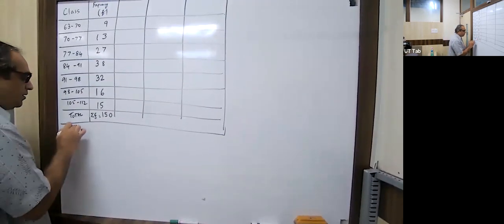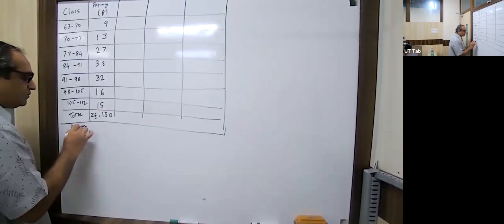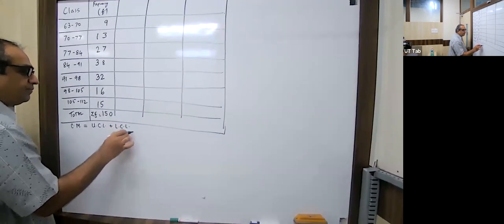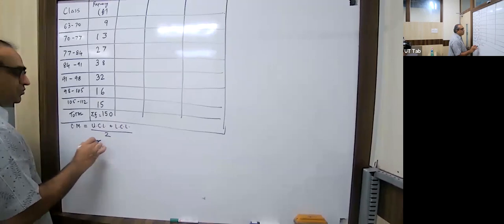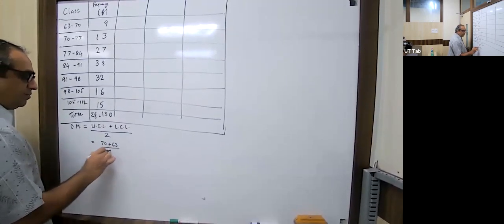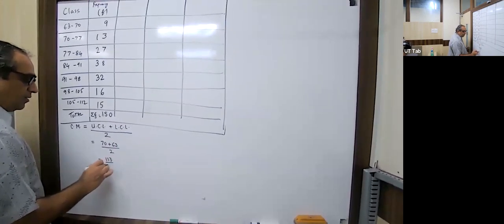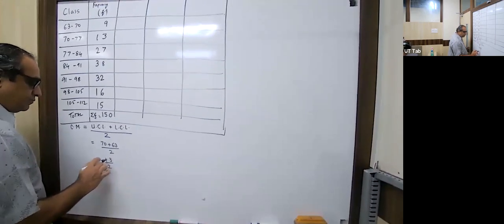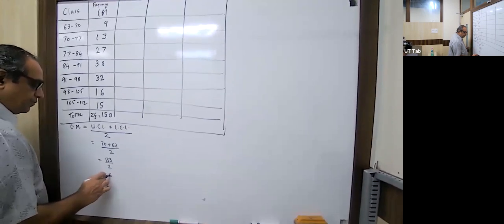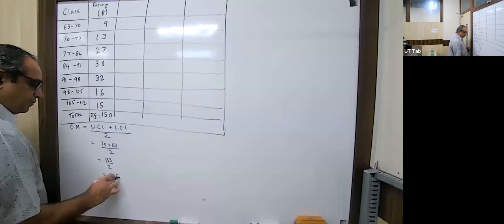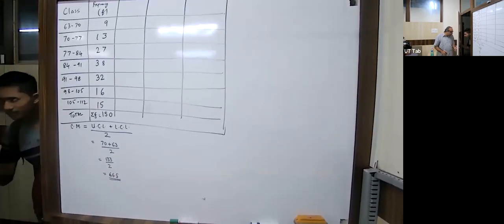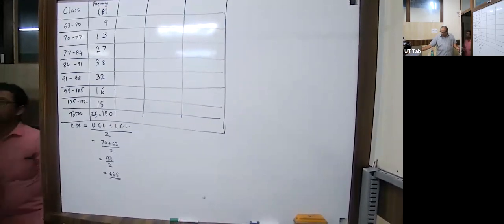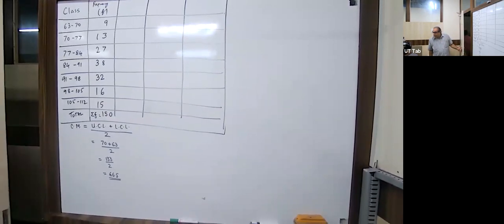Then we find out the class mark, the midpoint of the class. Upper class limit plus lower class limit by 2. 70 plus 63 by 2, 113 by 2. Sorry, 133 by 2. That is 66.5. This is the class mark for the first class.